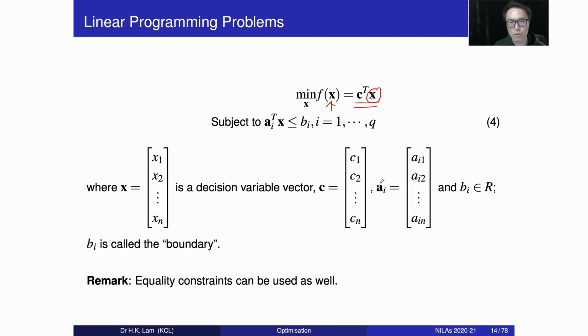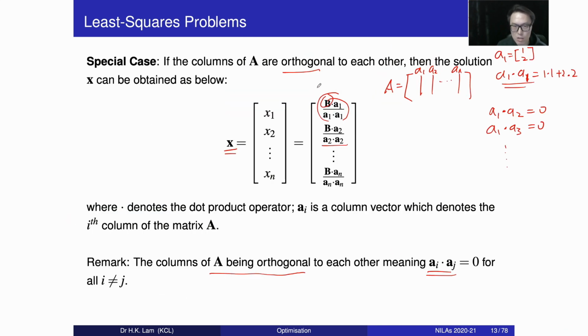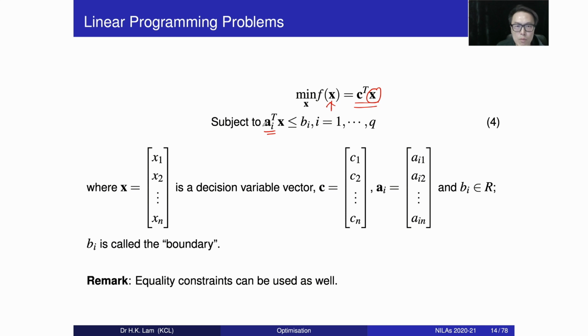Note that this a_i is not the column vector a in the previous problem. This a represents some constant, and this is a constraint: a_i transpose x less than b_i. b_i is a constant as well. So this is a constrained optimization problem, and b_i is sometimes called the boundary.